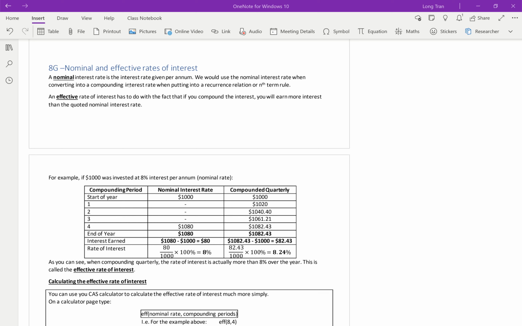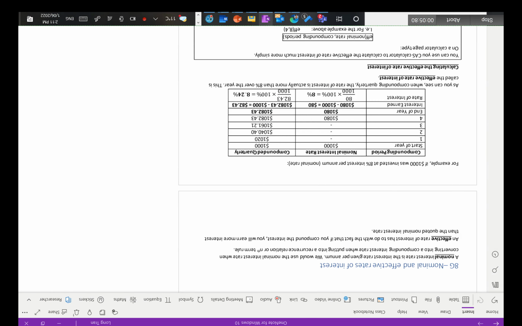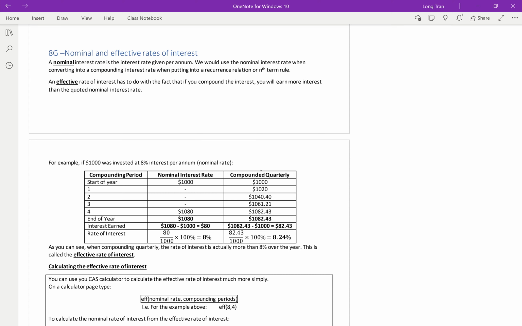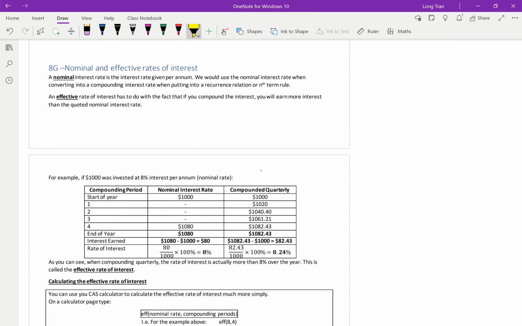8G, you need to know what nominal and effective rates are. Now, in my last session, I talked about nominal rates being the rate per annum. So you can see here, per annum means per year. So here it says interest rate is the interest rate given per annum. That's what nominal rates are.